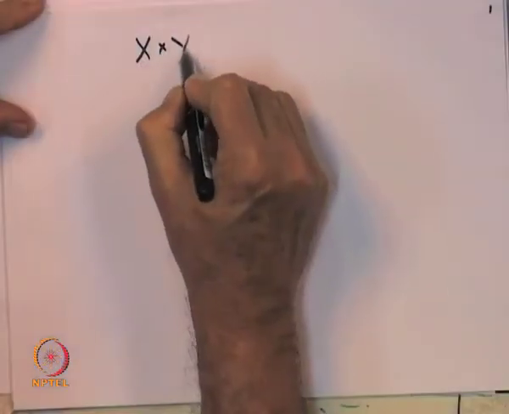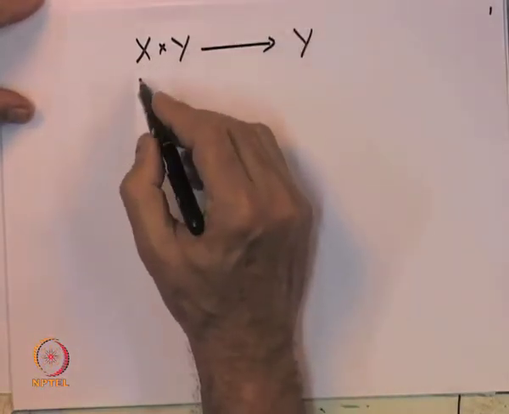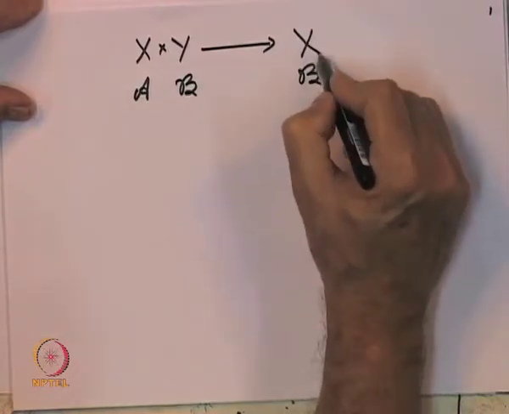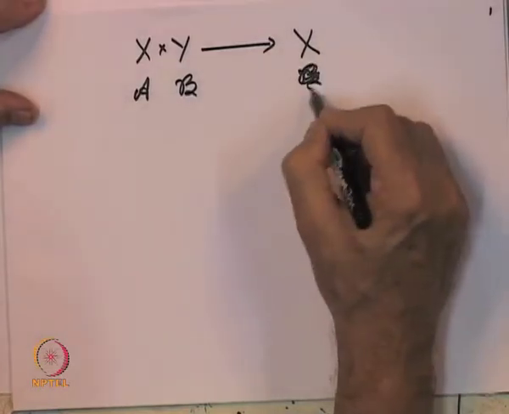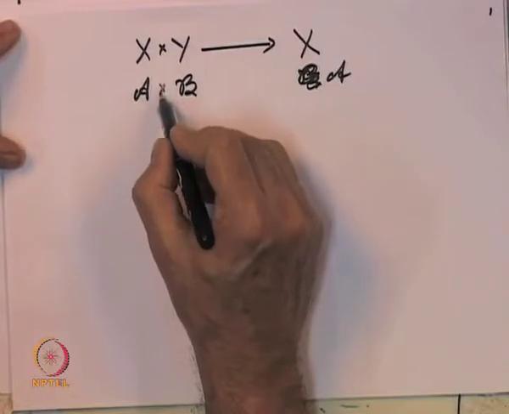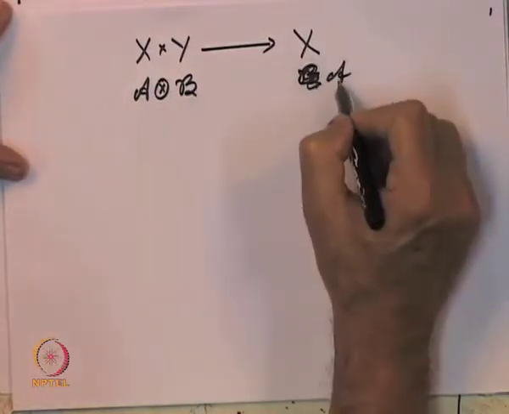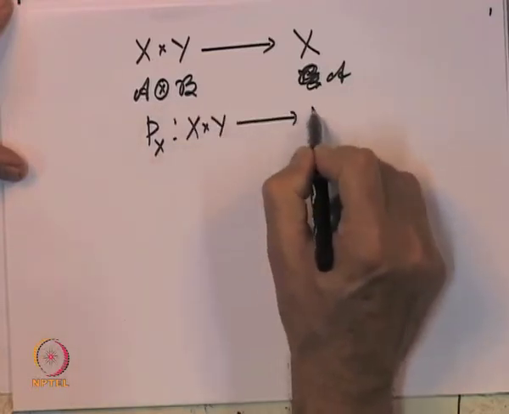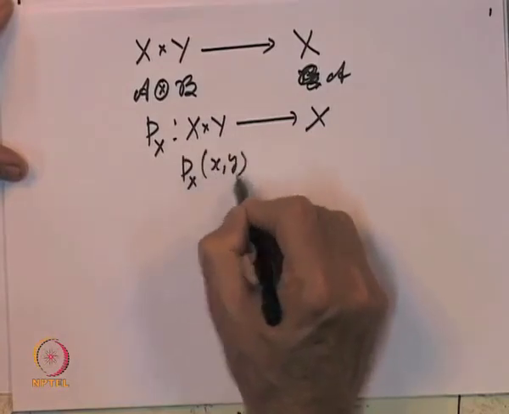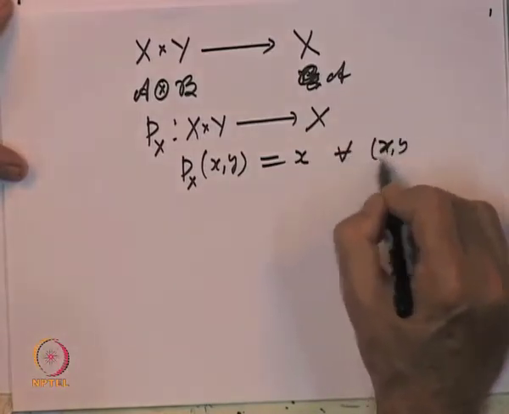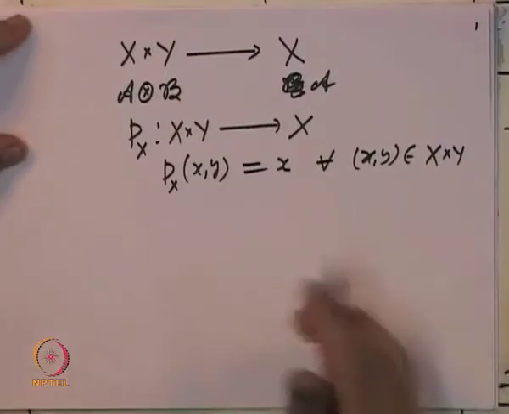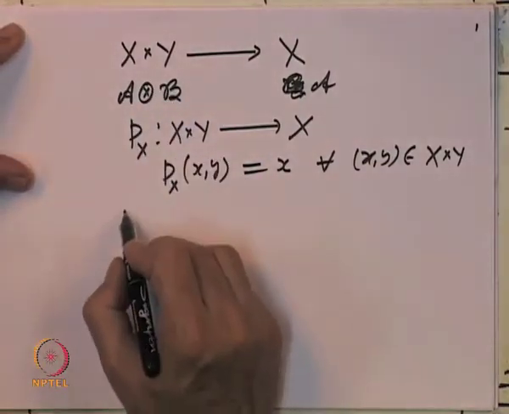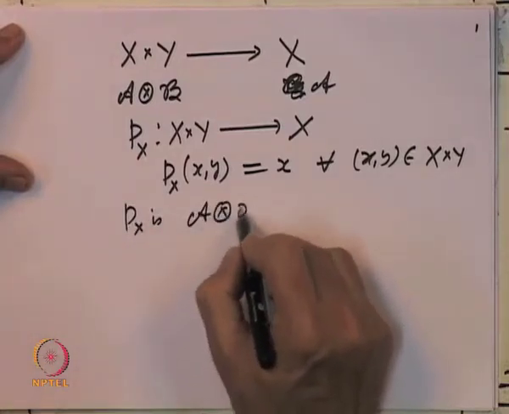On X we have got the sigma algebra A, on Y we have got the sigma algebra B. So, let us look at X cross Y to X. Here we have got the product sigma algebra A times B on X cross Y, and on X we have got the sigma algebra A, and P_x is the map defined on X cross Y to X, defined as P_x of (x, y) equal to the first coordinate x, for every (x, y) belonging to X cross Y. So, our claim is that this P_x is a measurable map when we give the product sigma algebra on X cross Y. So, P_x is A times B measurable.